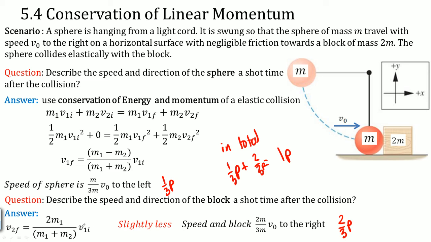So when you do this problem, don't freak out about deriving the equation. Just remember that the objects here are going to bounce to the individual sides. So the sphere is going to go left, the block is going to go to the right, and they're going to share a total momentum of 1p. And it's split out from there. All right, there you go.